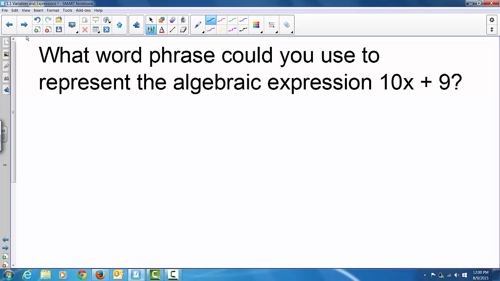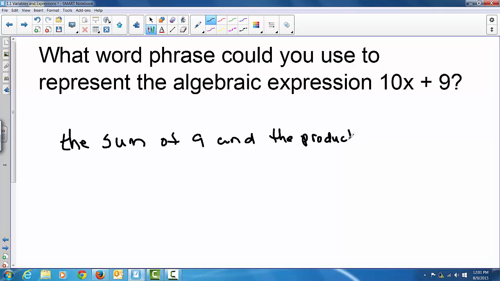Alright, what word phrase could you use to represent the algebraic expression 10x plus 9? Alright, well, we could write the sum of 9 and the product of 10 and a number. That works. That's the sum of 9 and the product of 10 and a number. You could have come up with other things, but that's one way that you could do it.